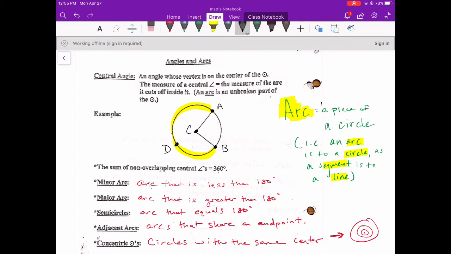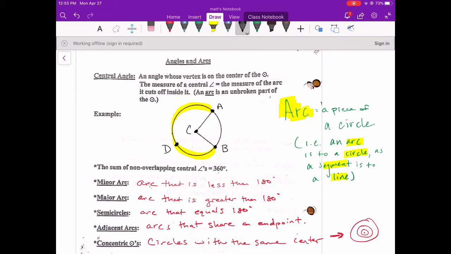So it's not the whole circle, it's not the full 360 degrees all the way around, it's just a section or a part of that 360 degrees. So if you look at my little picture here, from A to D, or from A to B, or from B to D, or from A all the way around to B, all of those are arcs. They're small pieces of the entire circle. All of those arcs together around the outside add up to the full 360 degrees of a circle.